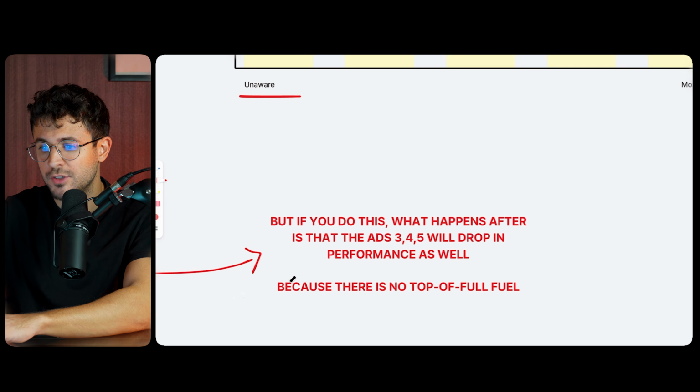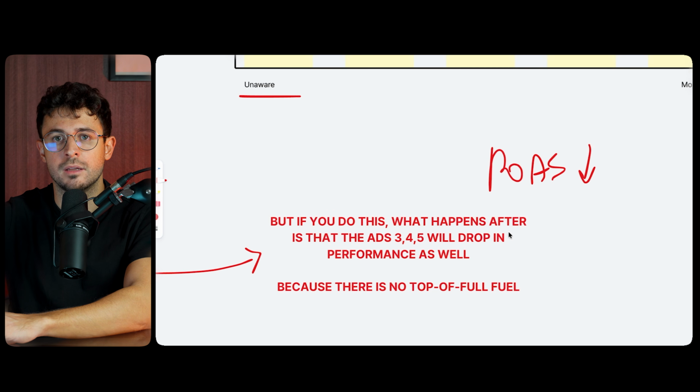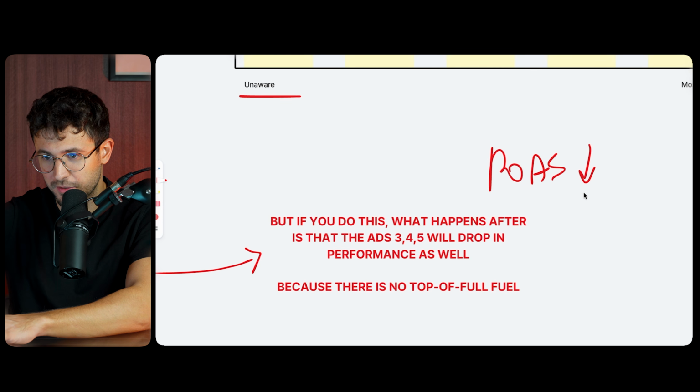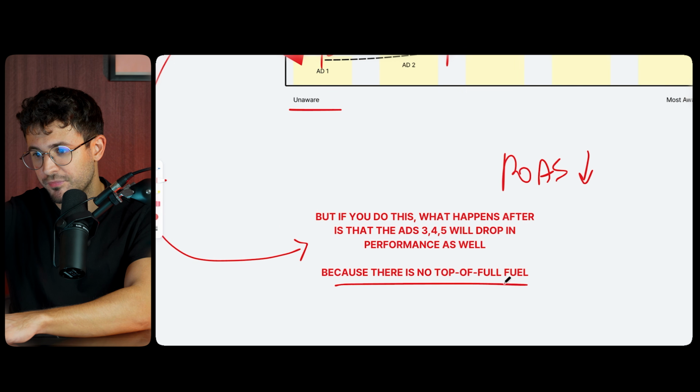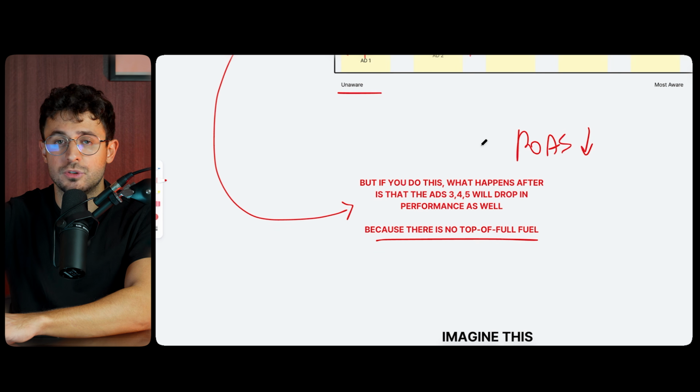So if you do this, the overall ROAS of the ad set or the campaign, so at the broader level, will actually go down. And then you will wonder why. And that's the reason basically: because there is no top of funnel fuel that you're bringing with your ads, because you just turned them off.